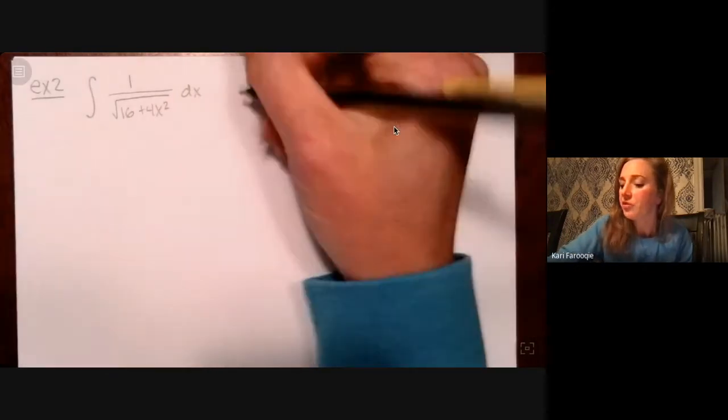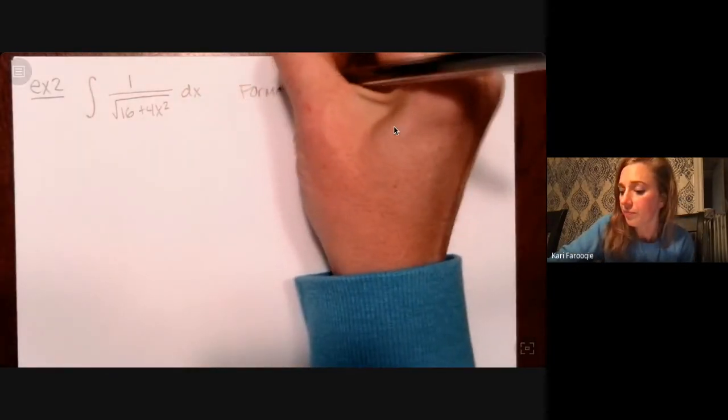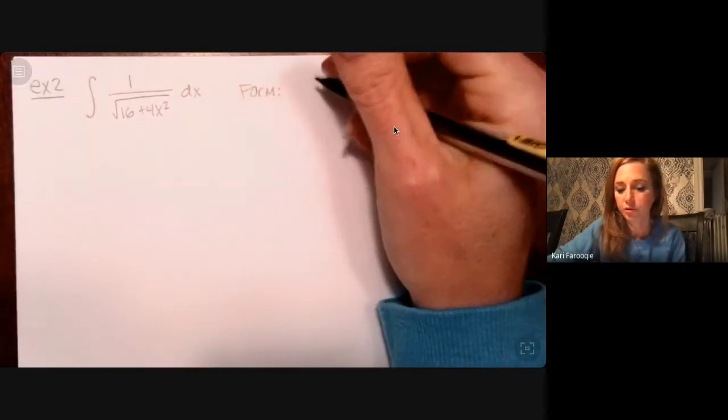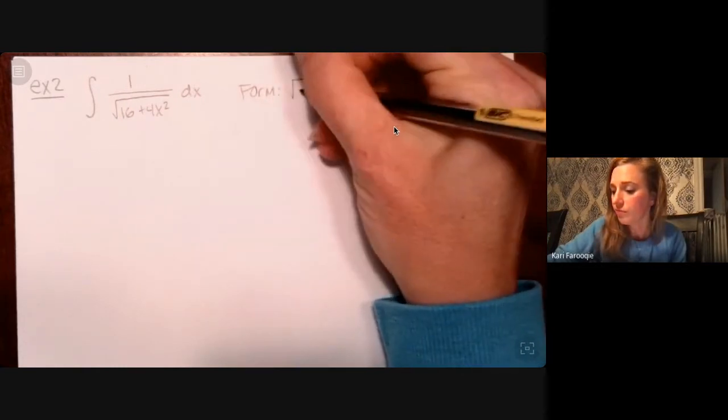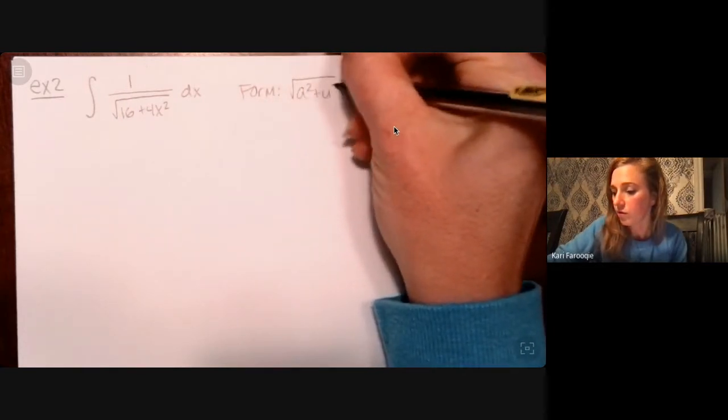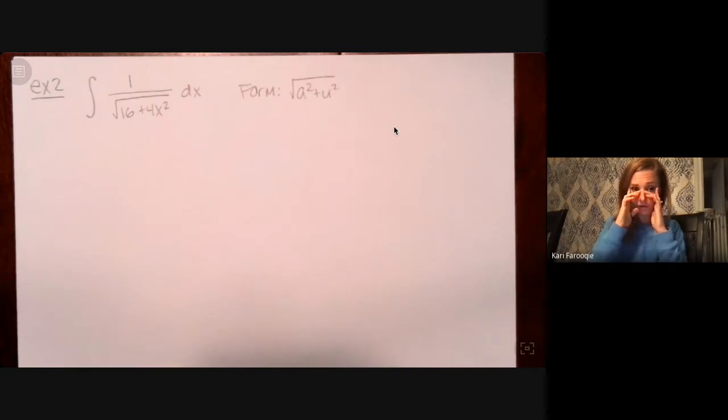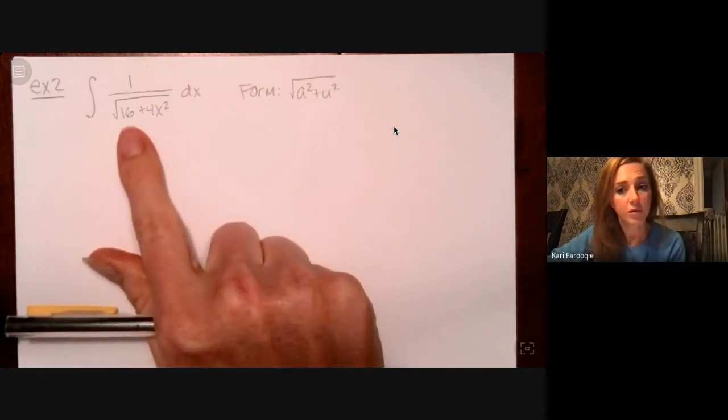Okay. So your form is going to include the square root of a squared plus u squared. Now, you also need to match this up and make it fit this form. So what I mean by that is we need to make sure that we know what a and u are.